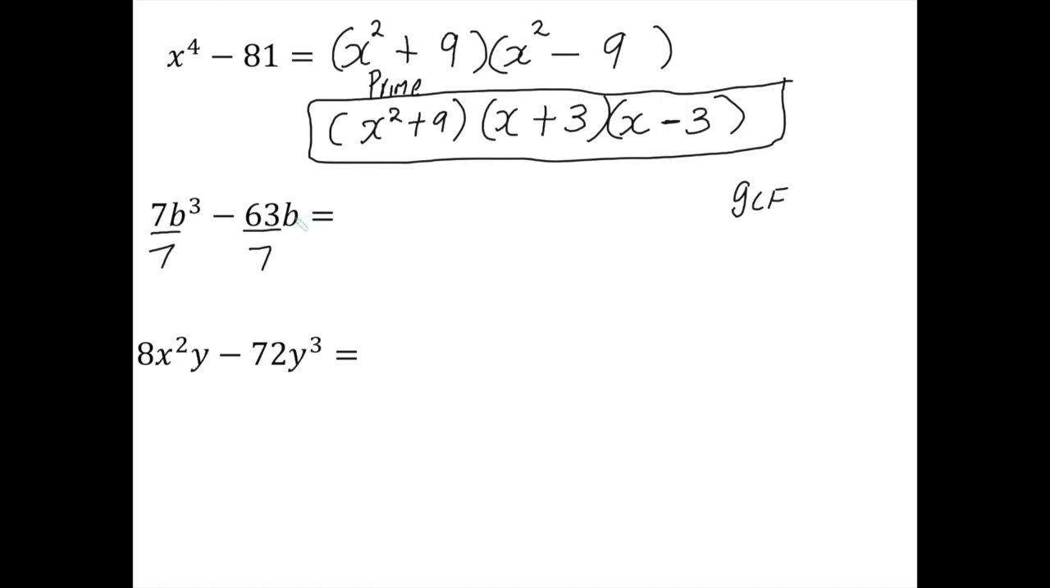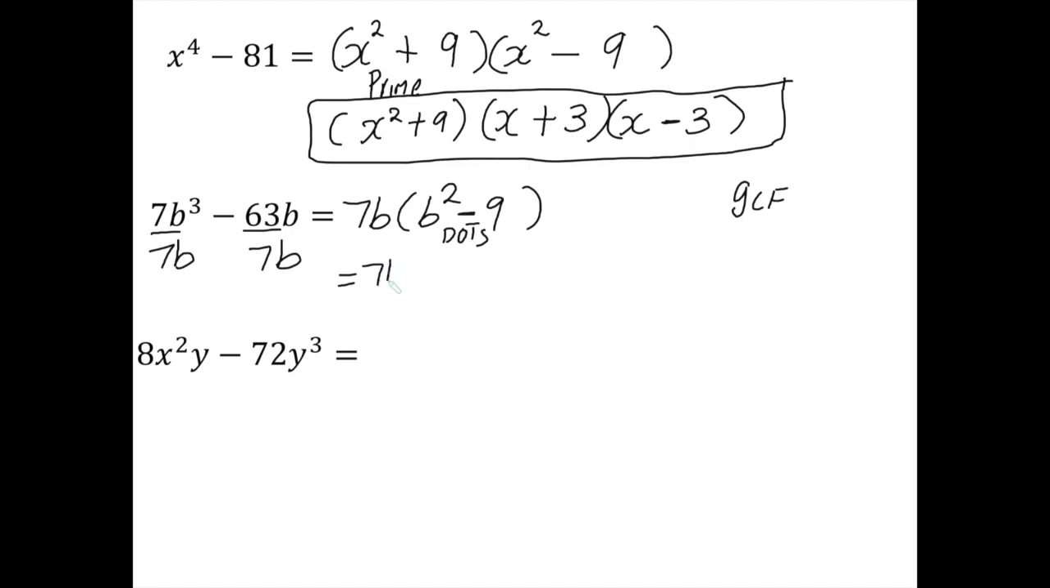So 7 and 63 both can be divided by 7. B to the third and b, I'm going to take b. So my GCF is 7b. When I divide, I'm going to get b squared minus 9. Now, right here, the b squared minus 9, you can apply difference of two squares because you have two terms separated by subtraction, and both of these terms are perfect. So before you can get to the difference of squares, you have to do a GCF first.